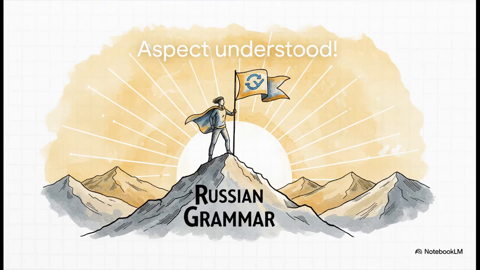And there you have it. Just like that, you understand verb aspect. It really does boil down to that one simple question. Am I talking about the process or am I talking about the result? So seriously, congratulations. You've just tackled what a lot of people think is the hardest part of Russian grammar.